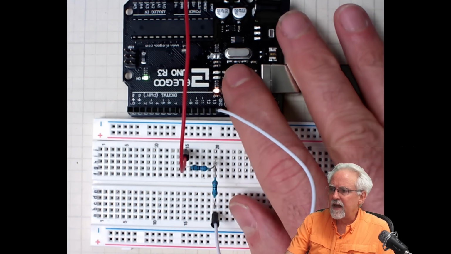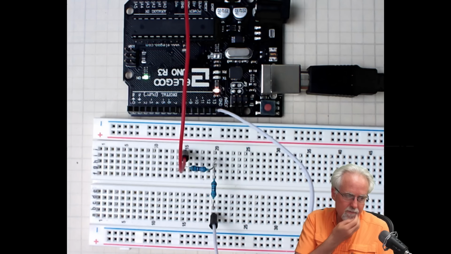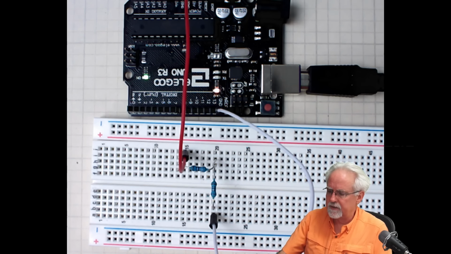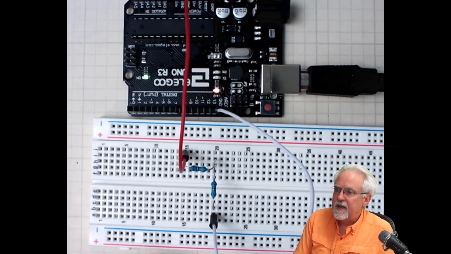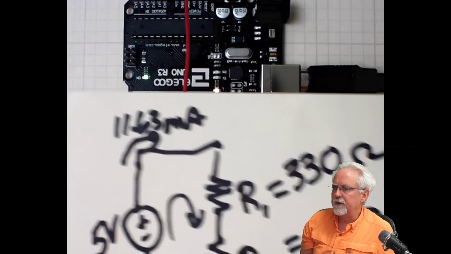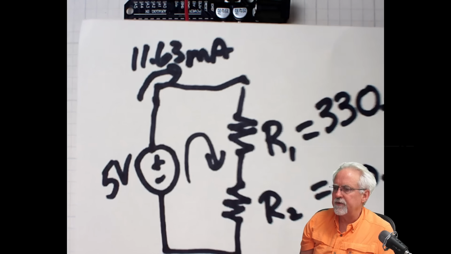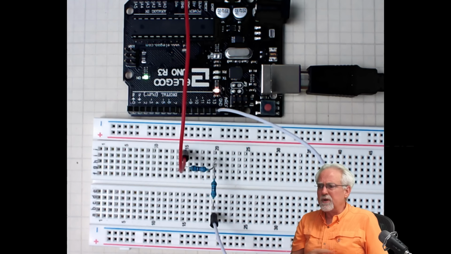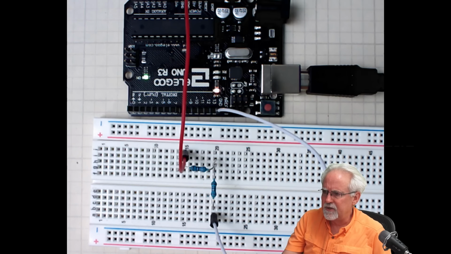Okay, so I hooked this up to 5 volts, so I don't even have to write a program. We do not even have to write a program. Why do we not have to write a program? We do not have to write a program because the 5 volts is always on. And so I have created this circuit, and what do I know? I know that the current through that circuit is 11.63 milliamps. Well, you might say, how do we know that? Shouldn't we check it?